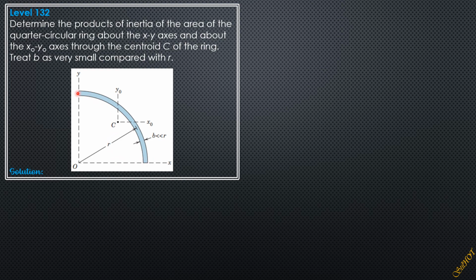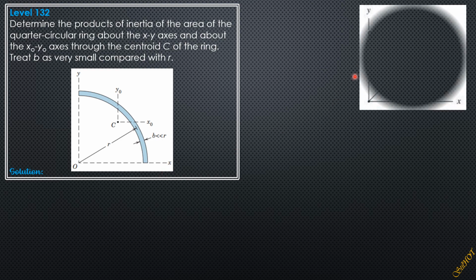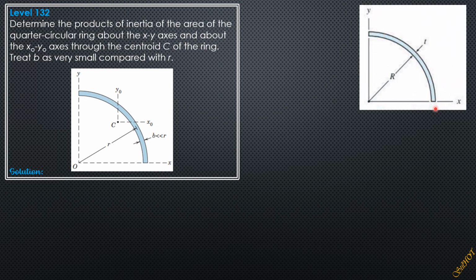So for our solution, the product of inertia of this ring, of this orientation, from level 1 to 2, this is the figure, is capital R cube thickness over 2. So IXY equals capital R cube T over 2. So here, IXY is equal to small r cube, thickness is B over 2. So that's the answer for IXY. And you look at my solution from level 122.